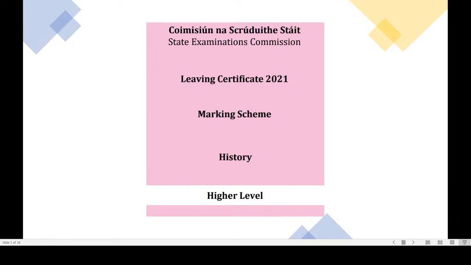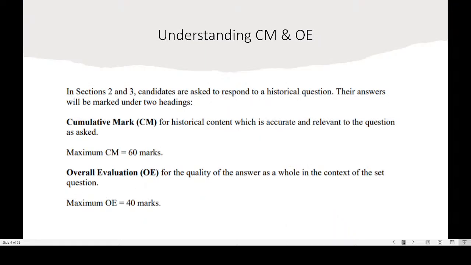So this is what the marking scheme will look like for an examiner. This is the front page. Obviously, this is taken from 2001, higher level history, and let's have a look at what this looks like inside. Essentially, when Leaving Cert examiners are marking your essays or your final Leaving Cert exam, they're marking the essays against two different characteristics or features. We have cumulative mark and your overall evaluation.